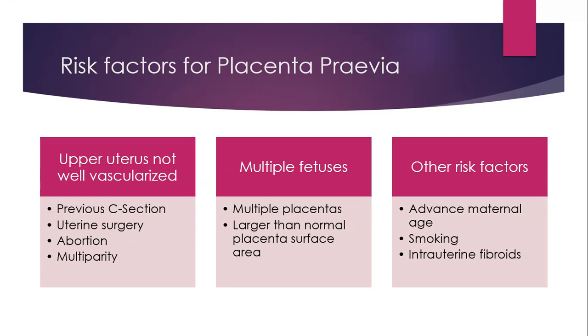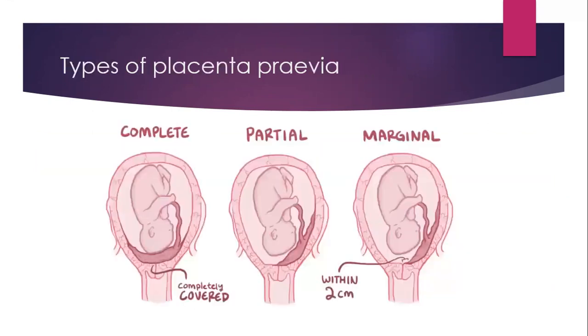Same situation as the twin pregnancies, there's a fight for space. If the fibroid is in the upper part of the uterus, the placenta will implant in the lower segment. So then your types of placenta previa, you will get complete, partial, or marginal. Important with marginal is to differentiate between a marginal placenta previa versus a low-lying placenta previa.